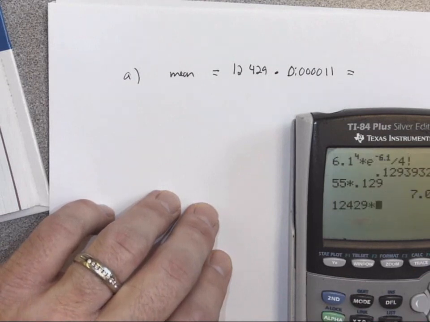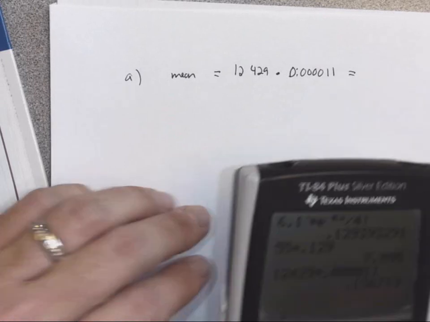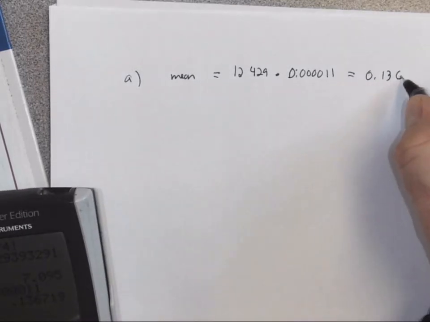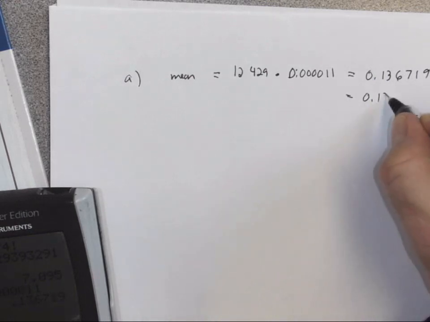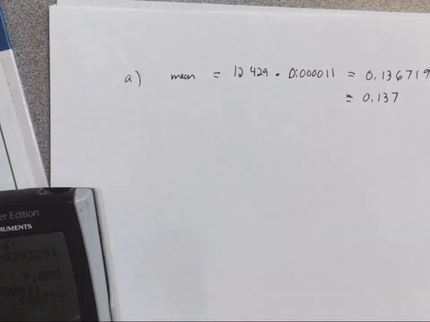So 12,429 times 0.000011. What I get is 0.136719. I'm not going to round this because I want the answer to be more accurate, but the answer on a test is going to be 0.137. When I calculate the rest of these things, I'm going to use this number because I don't want to round now. I'd rather round later, okay?